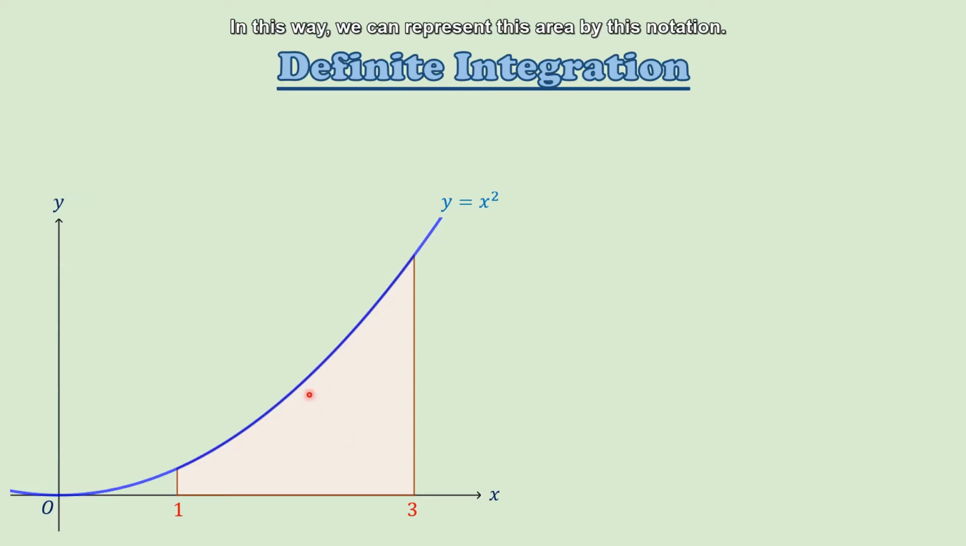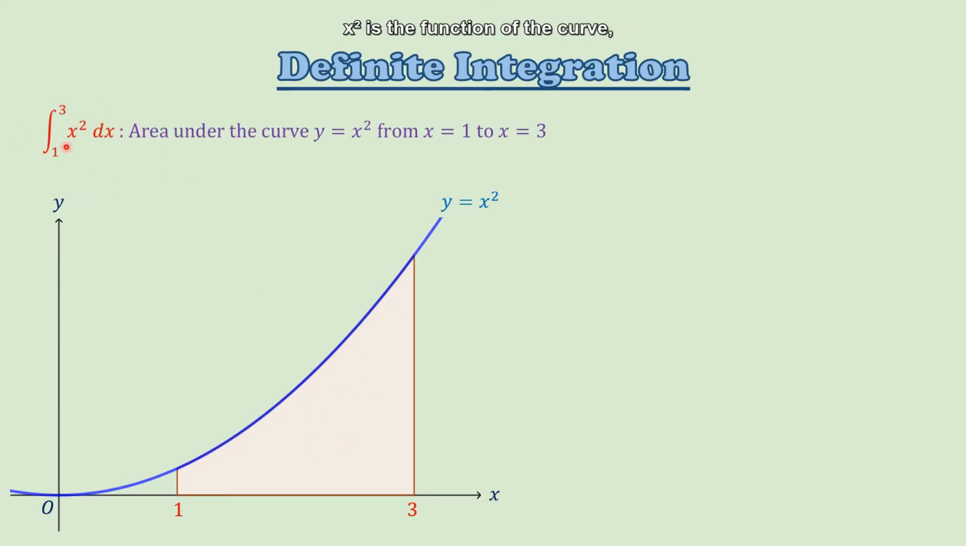In this way, we can represent this area by this notation. x squared is the function of the curve, and dx means that this function is in terms of x. That means x is the variable concerned. And then 1 here is the lower limit, 3 here is the upper limit. That means the area is from 1 to 3 in terms of x.